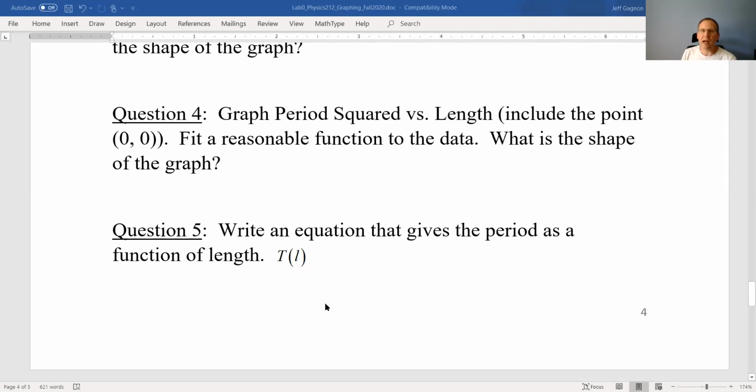Because question 5 is write an equation that gives the period as a function of the length. So remember, we sort of derived that earlier in this video lecture. It's going to be T equals the square root of m times the square root of L. But now you have your slope from question 4, from the graph of question 4. So now you can plug in your m and you have an equation. You're going to get T equals some value. It'll probably be around 0.2 times square root of L.